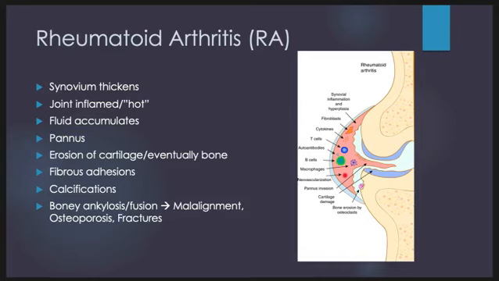Over time, pannus, an abnormal tissue or growth within the joint, begins to form. Soon, an erosion of the cartilage also occurs, and sometimes even erosion of the bones. As the disease progresses, there will be more fibrous adhesions and calcifications forming within the joint. Damage to the joint can lead to malalignment, pain, and discomfort, requiring surgery to relieve symptoms and improve mobility.